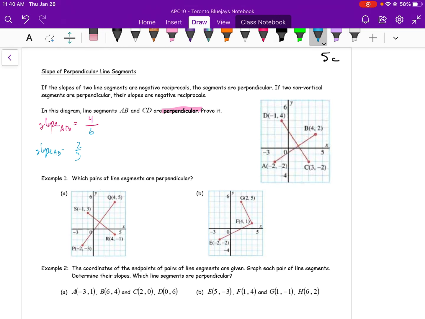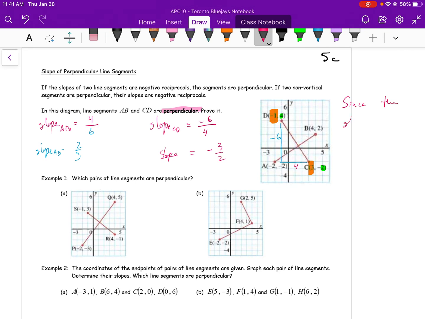Now, I'm just going to take a look at CD. Again, I'm going to use the same trick. My y values, going from D to C, left to right, go from 4 to -2. So my y values change by -6. My x value goes from -1 to 3, so my x values increase by 4. So for the slope of CD, my change in y was -6 and my change in x was 4. Therefore, my slope is -3/2.